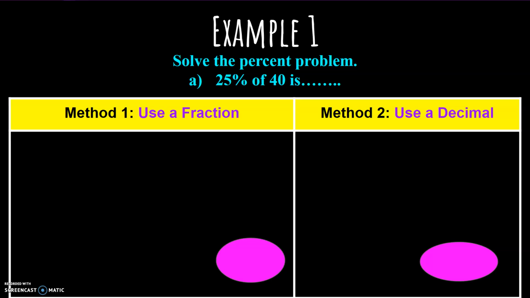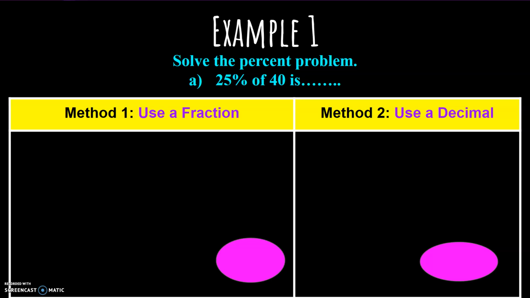Solve the percent problem. 25% of 40 is. Now, we know what of means. We have done this. Remember, 1/2 of 3 is 1/2 times 3. So 25% of 40 is 25% times 40. Now, important thing, you cannot at all multiply a number by a percent straight away. We have to do something to the percent. We cannot simply go 40 times 25. That is not 25% of 40, that is 25 times 40, and those are two completely different things.